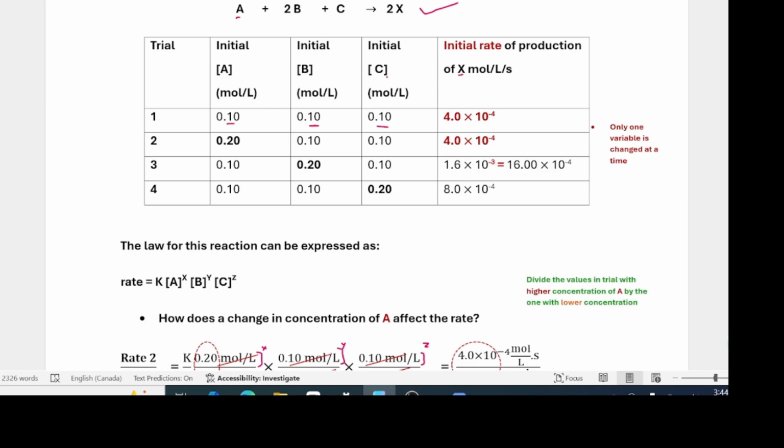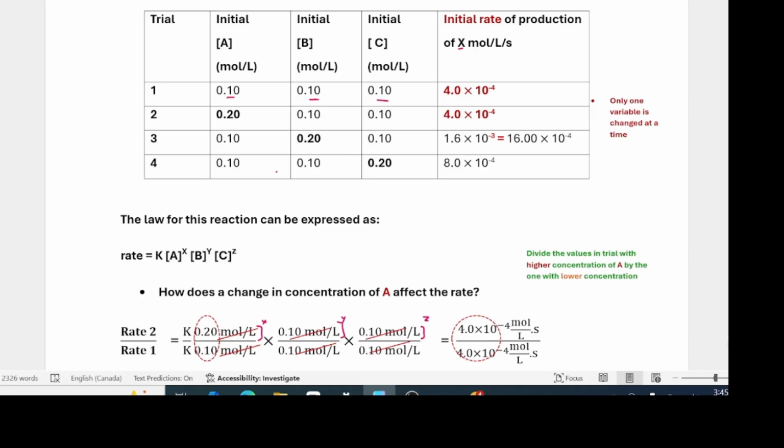And the rate of the reaction was found to be 4.0 times 10 to the negative 4 mole per liter per second of formation of X. Now this is the deal. In doing these trials, only one variable is changed at a time. So if you look at the second trial now, you can see that this concentration stayed the same, that one stayed the same, but this one here is doubled. So they wanted to see how the change in concentration of A affected the rate of the reaction.